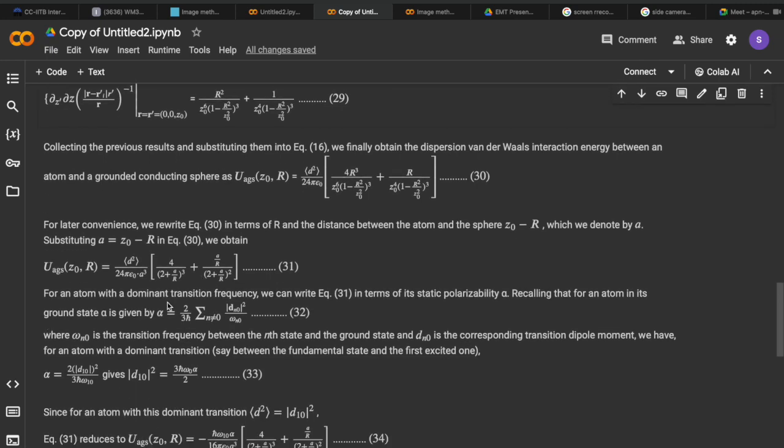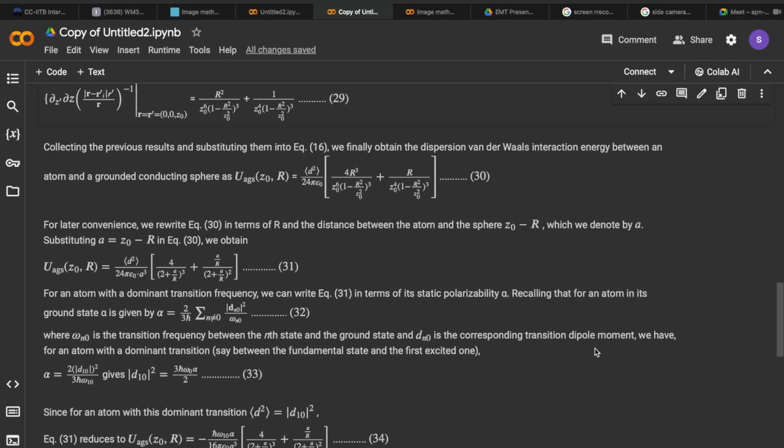So for an atom with a dominant transition frequency, we can write equation 31 in terms of its static polarizability alpha, recalling that for an atom in its ground state, alpha is equal to 2 over 3 h-bar times the sum of |d_n0|² over omega_n0, where omega_n0 is the transition frequency between the nth state and the ground state, and d_n0 is the corresponding transition dipole moment. We have this for an atom with a dominant transition, say between the fundamental state and the first excited one.